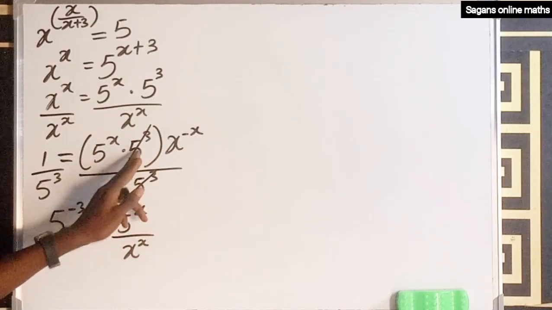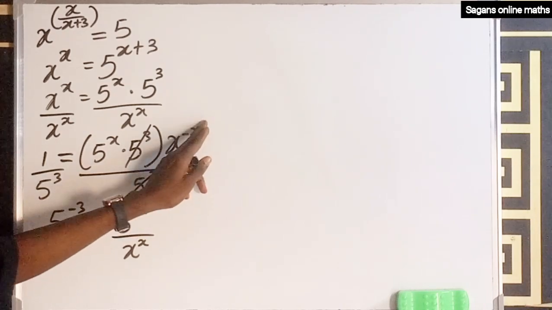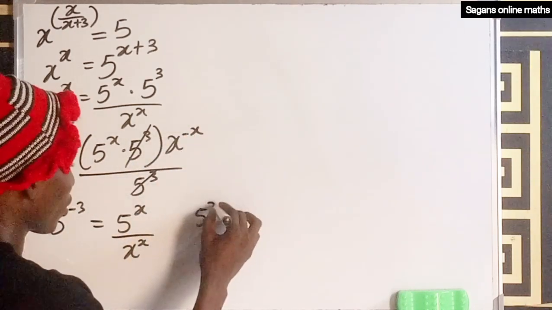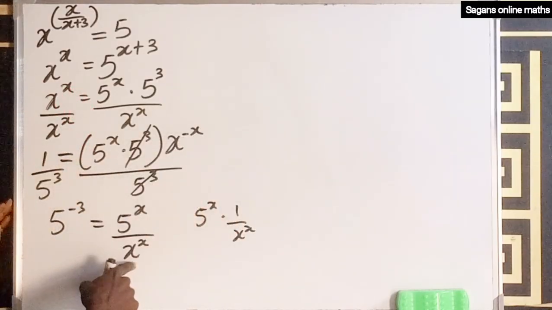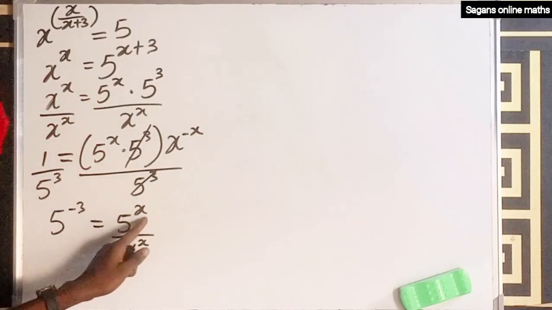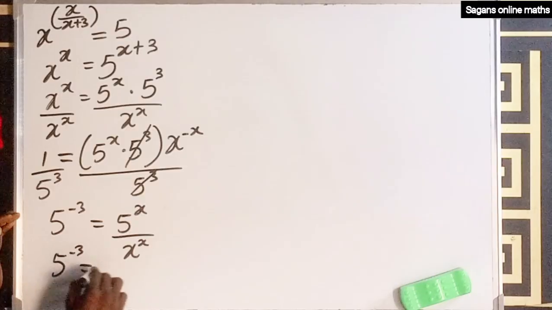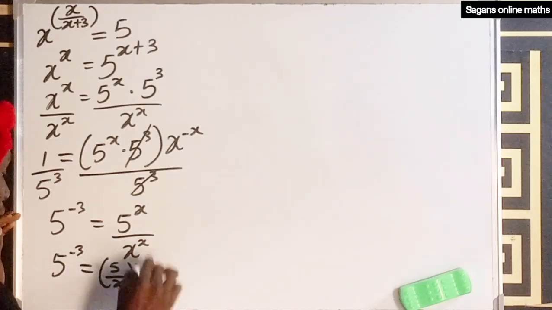Look, if I cancel out this, I'm left with 5 to the power of x multiplied by x to the power of minus x. That means 5 to the power of x multiplied by 1 divided by x to the power of x, which is this. So this is what I'm having. Okay. Now at this point, by obeying the properties of indices, the powers are the same here. We can write that 5 to the power of minus 3 is equal to 5 divided by x, all to the power of x.